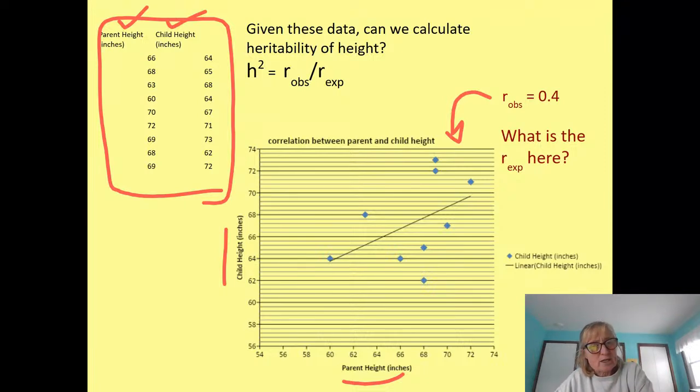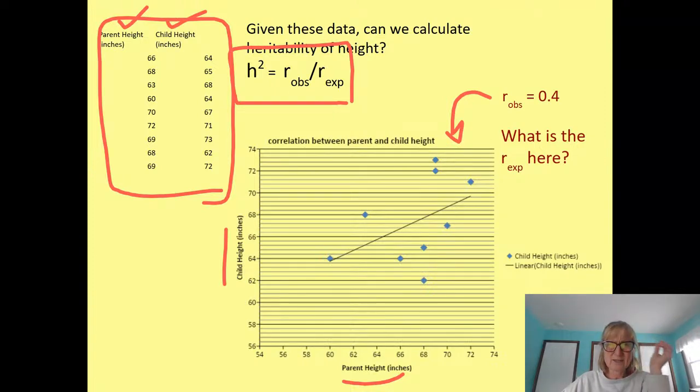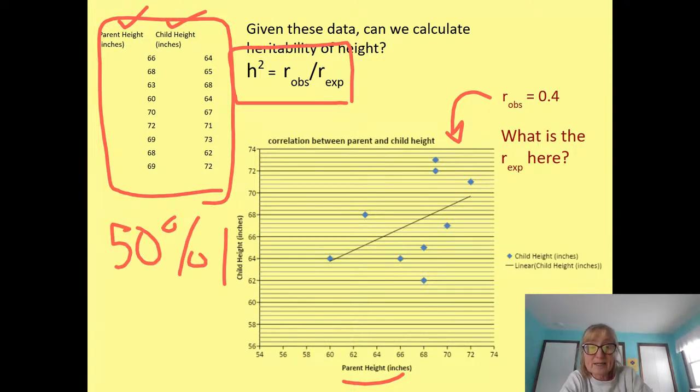By definition, heritability is equal to the observed correlation divided by our expected correlation. So 0.4 divided by something. What is our expected correlation? For that we have to know what percent of the genes do parents and children share on average. Parents and children should share 50% of their genes. Their expected correlation then should be 0.5.